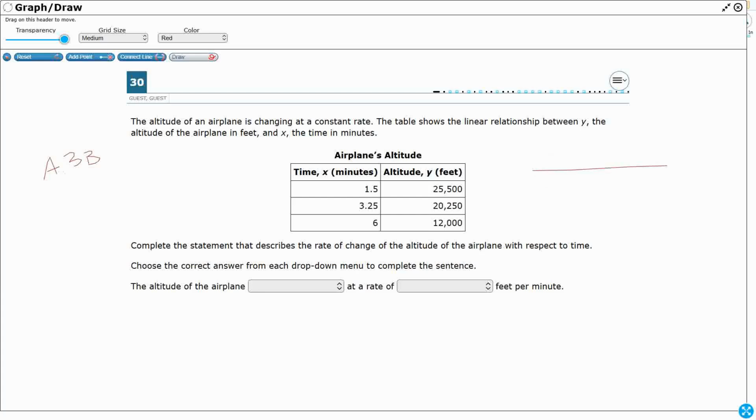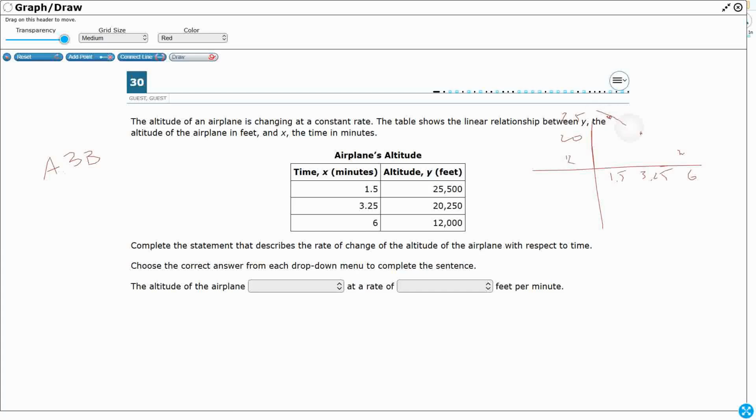So if we were to graph this, okay, you notice we get like a 1.5, 3.25, 6. And obviously we can put this into Desmos if we really wanted to graph this. I just want to make this real quick. Take a look at this. It starts up here at like 25, then it goes down here to 20, then it goes down here to 12.